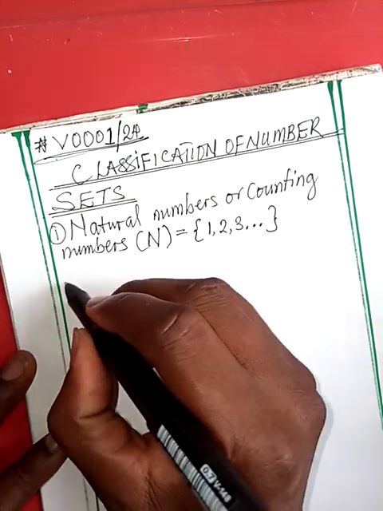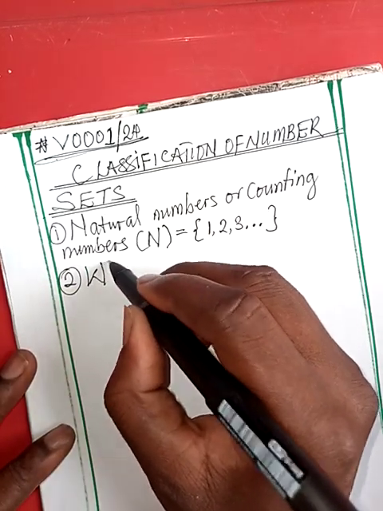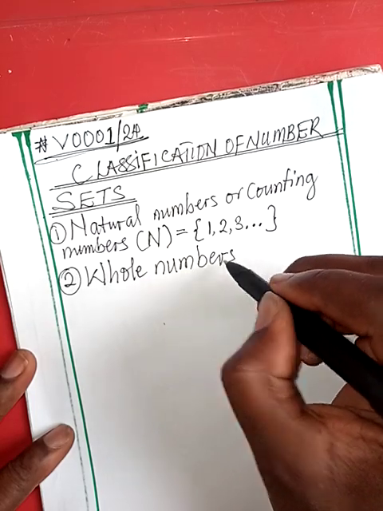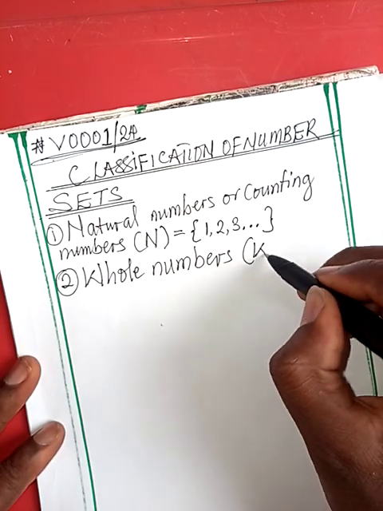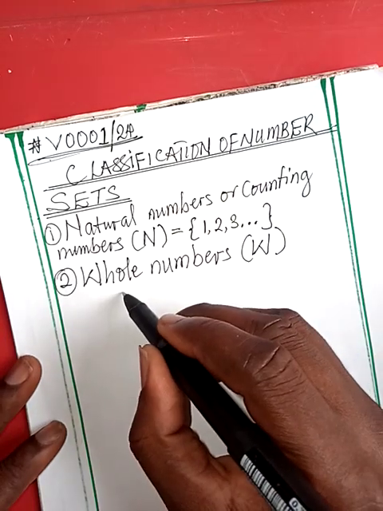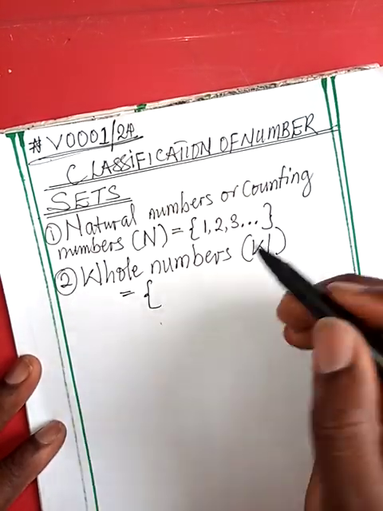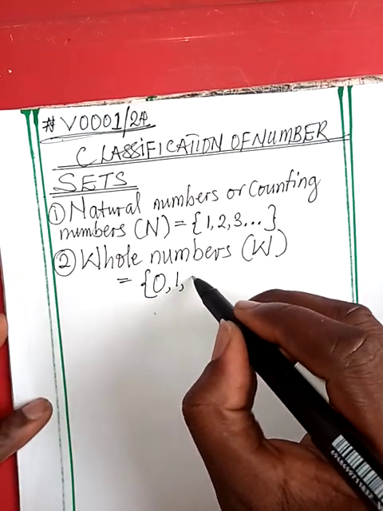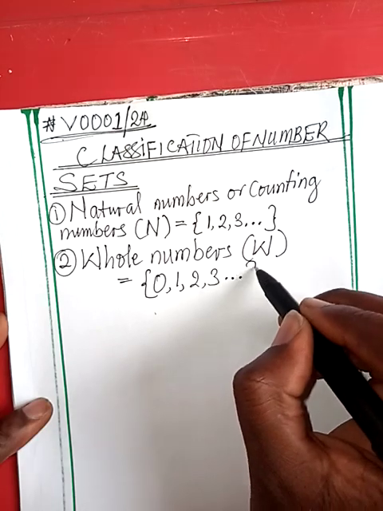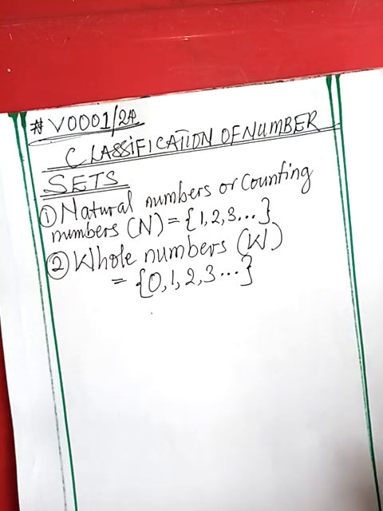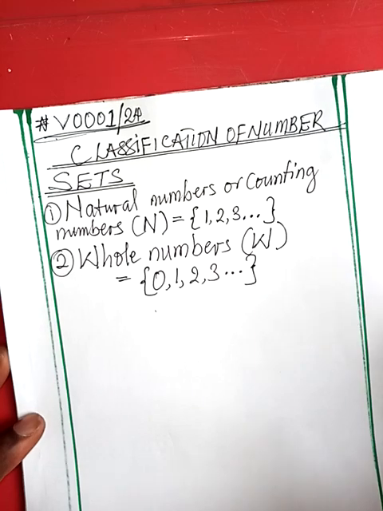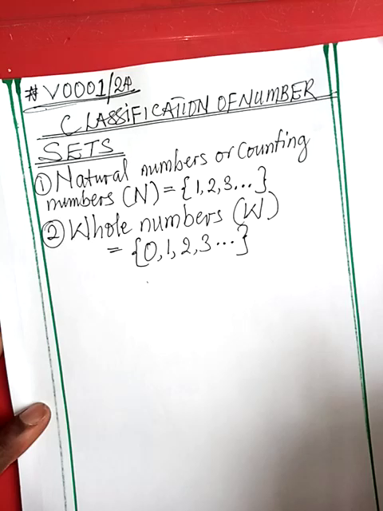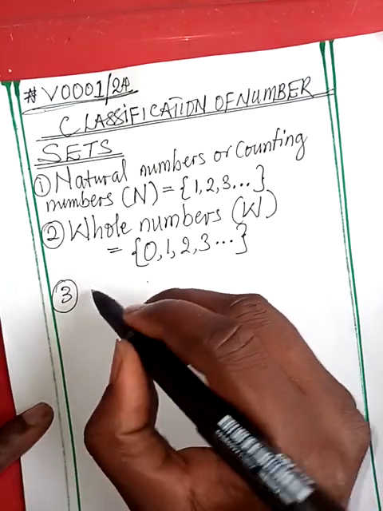Now, after the natural numbers, we have the second one we call the whole numbers. The whole numbers are conventionally represented by W. These are just like the counting or the natural numbers, but with an inclusion of 0. This is 0, 1, 2, 3. So these are the whole numbers. So you see the relationship between the whole and the natural numbers. The only difference there is 0. And then we'll move on to the integers.